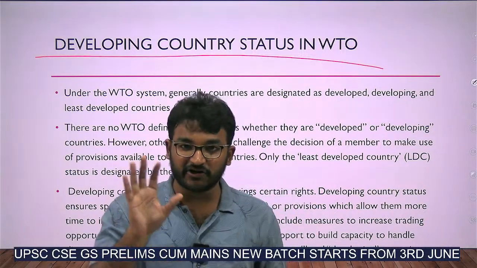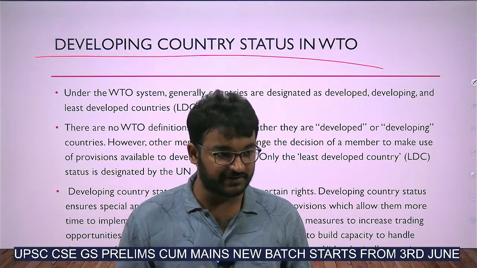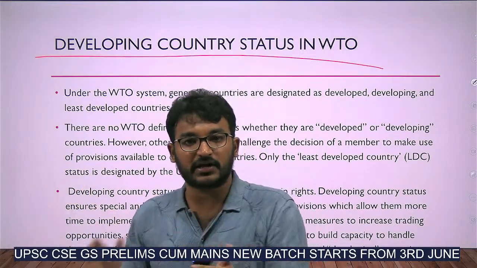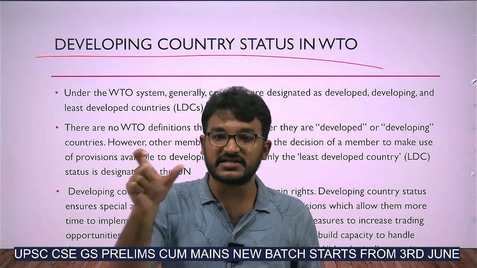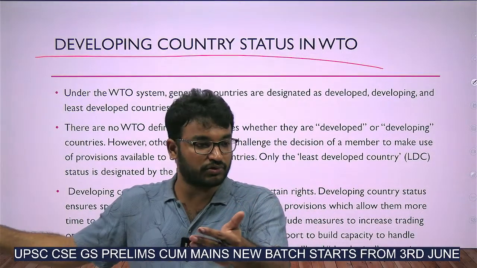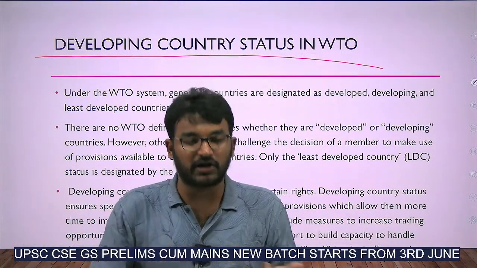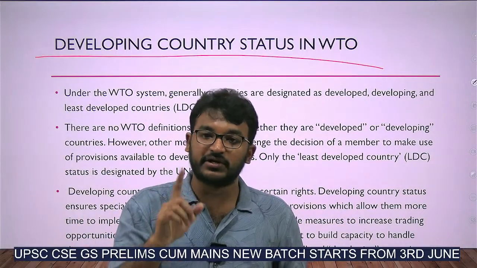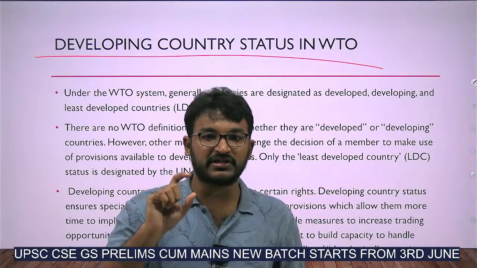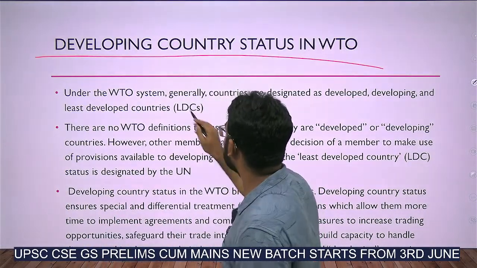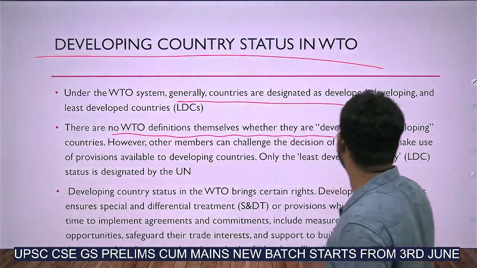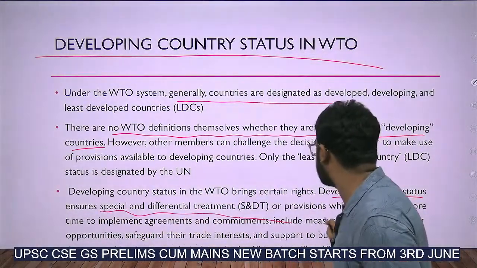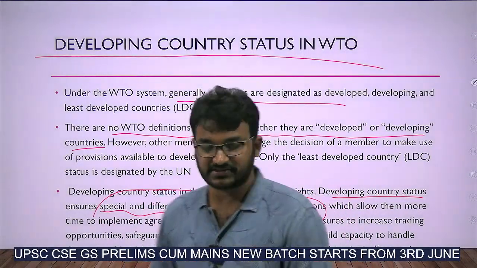Why will a country be interested to showcase itself as a developing country in WTO? Because if a country is a developing country as per WTO, it will get many benefits. We all know that there are many agreements in WTO. There will be some time limit with respect to the implementation of those agreements. If a country is a developing country, it will get more time to implement those agreements. So India and China or other countries want to mark themselves as developing countries. And with regard to least developed countries, the United Nations itself gives the status of least developed country. Okay. There is no WTO definition with regard to developed and developing countries. Developing country status ensures special and differential treatment. That's why these countries go for this.